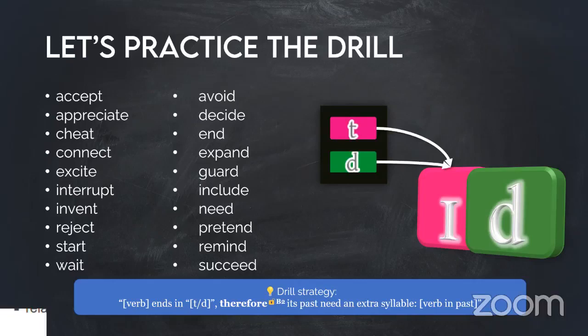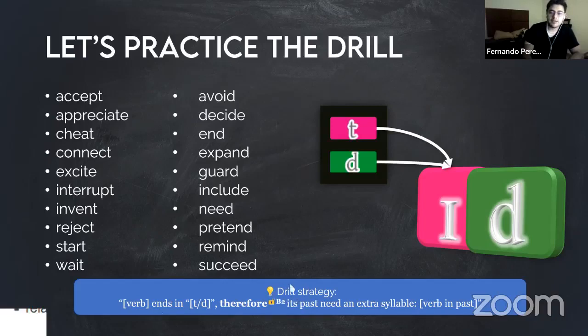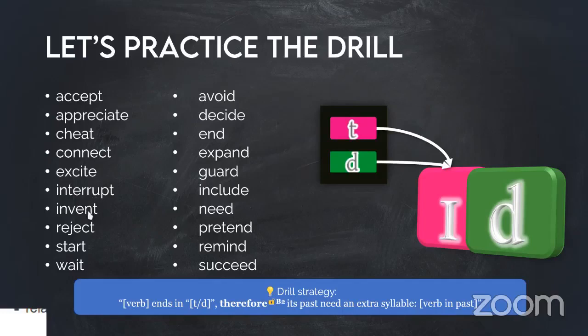Yes, teacher, I think. Let's try with the verb invent. How do you know the past of invent? Invented. What is the logic behind it? Use the drill to explain the logic. T or D? Invented. But invent ends in T or D? T. In T. So one more time, repeat.